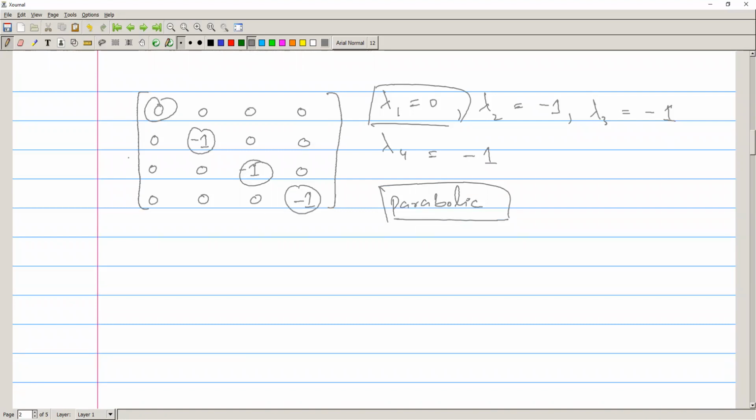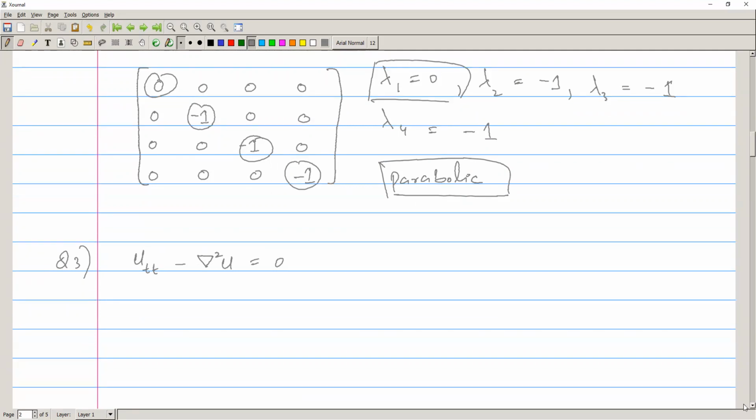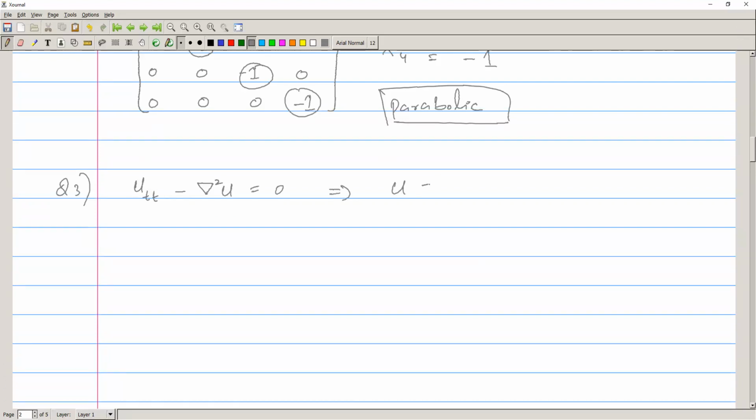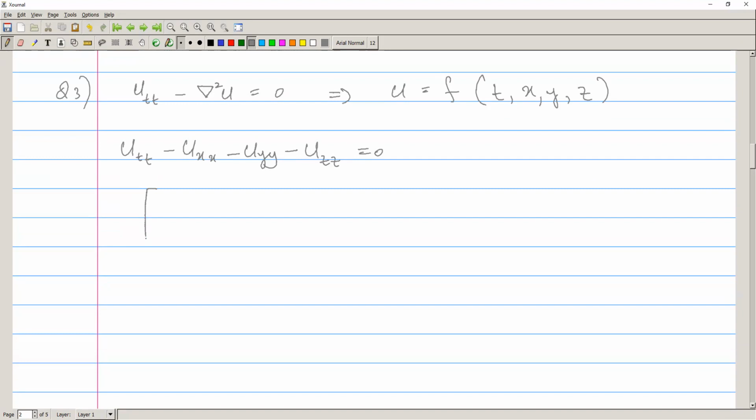Now we will talk about the next question. That's question number 3, and it says utt minus del squared u is equal to 0, right? Again, it's a function of 4 independent variables, and u is a function of t, x, y, and z. So we can write it in the standard form. Del square u is again uxx plus uyy plus uzz, and these are negative because of this minus sign, okay? So now we have to construct a 4 by 4 matrix because of 4 independent variables, so we can do it easily.